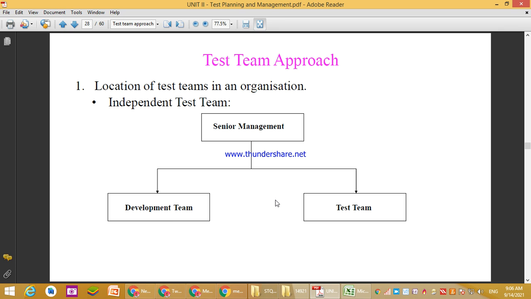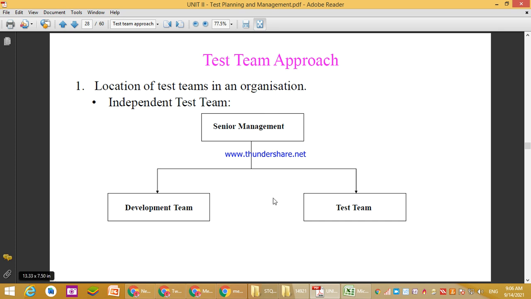Hello everyone. Today we are going to see some topics of unit number 2, in which first is the test team approach. What should be the approach of the test team while doing the activity after the developer submits the software or product or application to the test team? As we know, it's the fifth step in any, or fourth step in any software development life cycle: testing. What should be the test team approach?